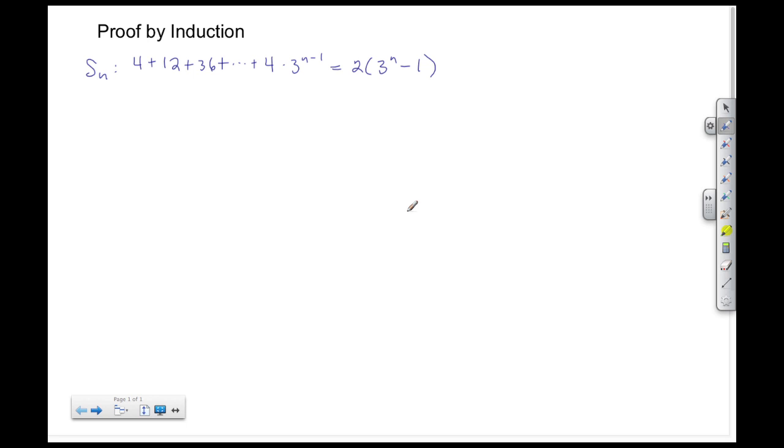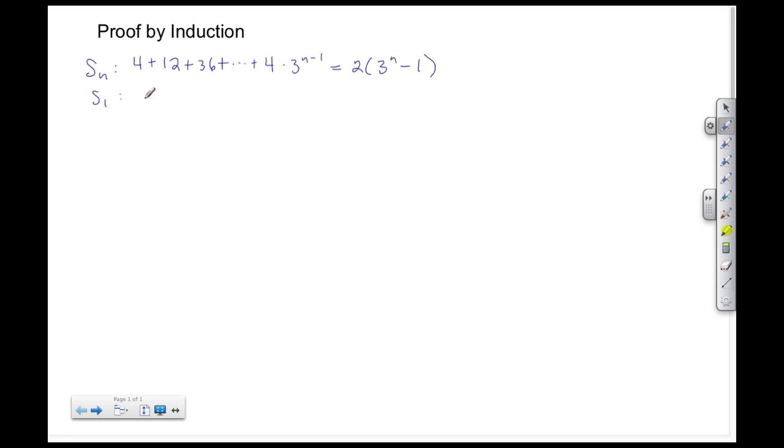We begin this proof by first looking at s sub 1. With s sub 1, we're saying that if we take the variable n and give it a value of 1, the first term is going to come out to be a 4. So we need to go ahead and prove that.